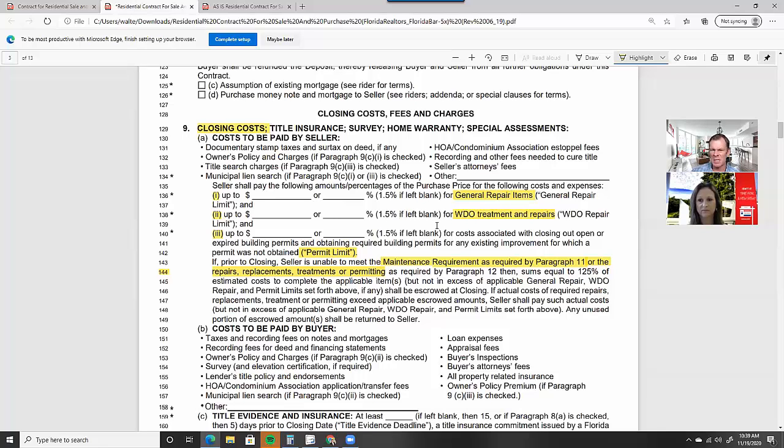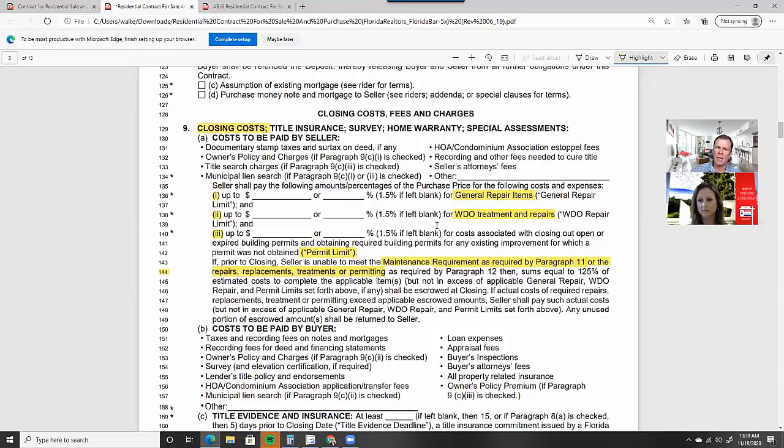And Amy, is there anything I missed there or anything you want to add in or questions that may come up from here? Yeah, if I have a certain amount in there, so say I have $1,000 in repair for general repairs, and the repairs don't equal 1,000, and I have some money left over in that bucket, can that be moved down to my wood destroying organism repair?